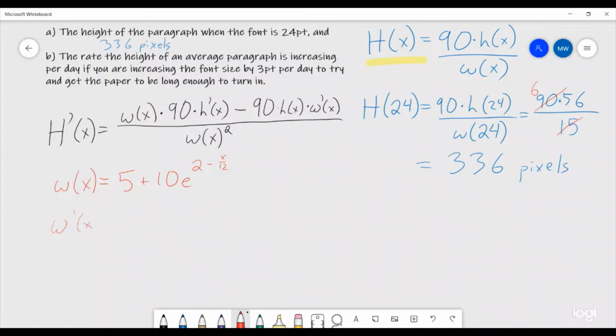w prime of x, well, the derivative of 5, that's 0, but then the derivative of 10e to the stuff, well, this is where we're going to need to use the chain rule. So that's going to be 10 e to the stuff multiplied by the derivative of that stuff. Well, derivative of (2 minus x) over 12, well, that's negative 1 over 12. So w prime of x is negative 10 over 12 e to the (2 minus x) over 12. And this is what we're going to plug in where we have our w prime of x. So let's move this out of our way a little bit.